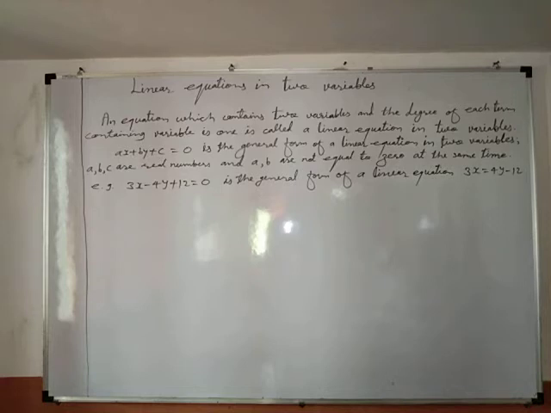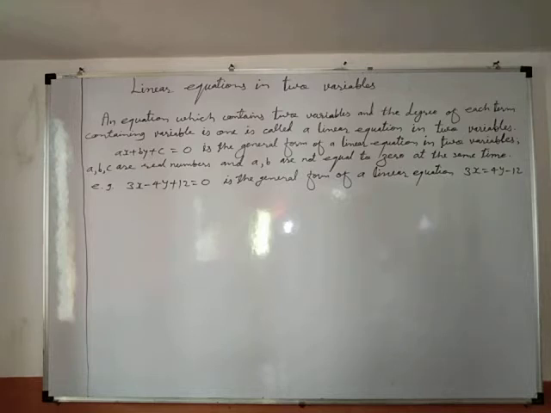Example: 3x - 4y + 12 = 0 is the general form of a linear equation, 3x = 4y - 12. Already you learnt about linear equations in two variables in 9th standard, and you know linear equations in two variables as simultaneous equations. In 9th standard you learned how to write simultaneous equations, meaning linear equations in two variables, and methods of solving them. Those methods are vanishing one variable, or the substitution method.